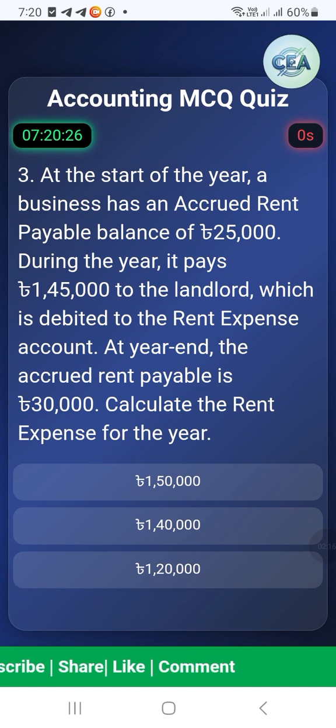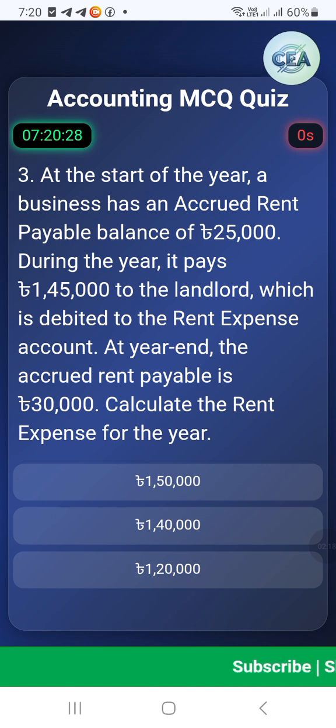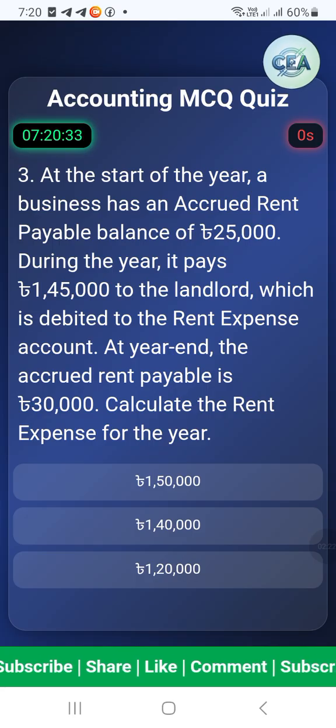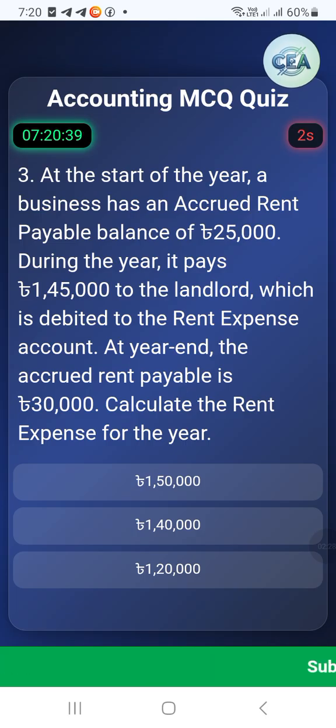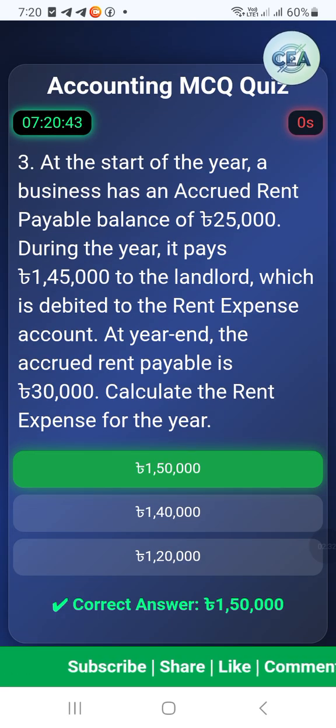Option 1. 150,000 takas. Option 2. 140,000 takas. Option 3. 120,000 takas. Correct answer is 150,000 takas.